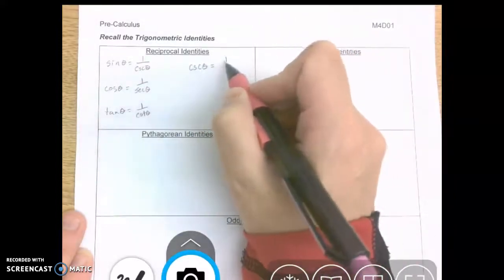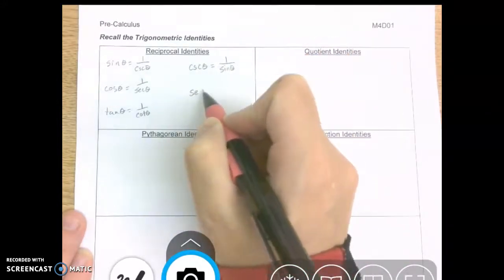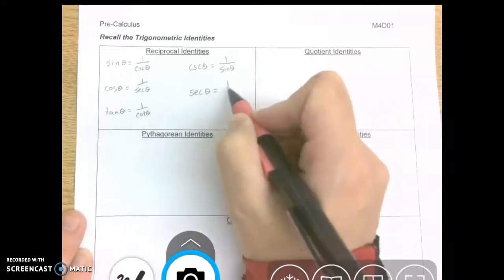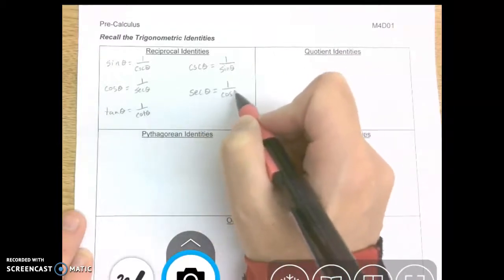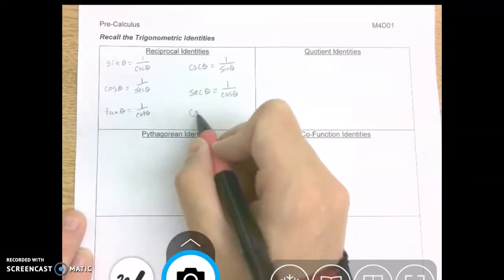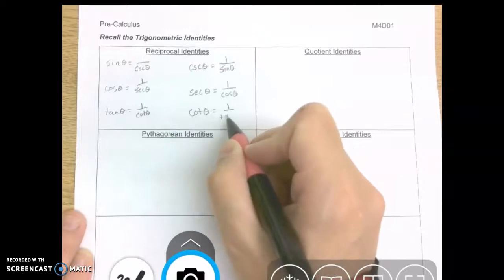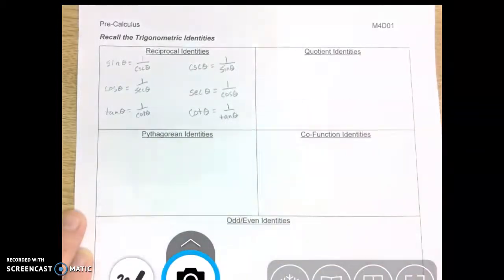Cosecant of theta is equal to 1 over sine of theta. Secant of theta is equal to 1 over cosine of theta, or whatever the angle is. Cotangent of theta is equal to 1 over tangent theta.